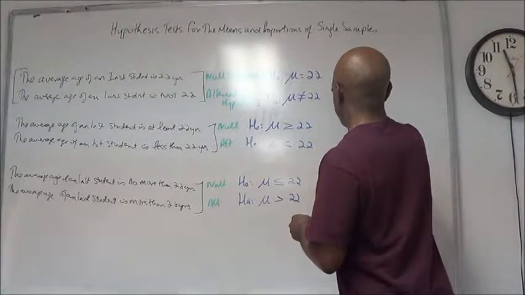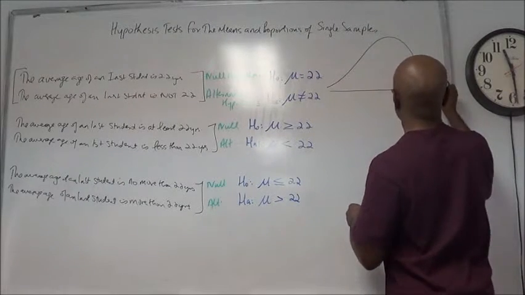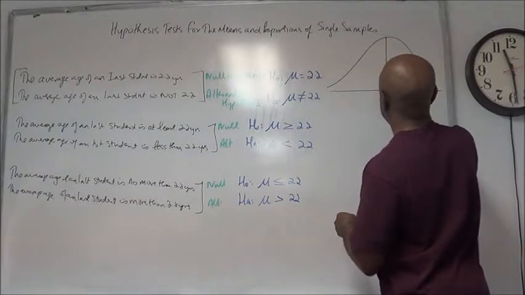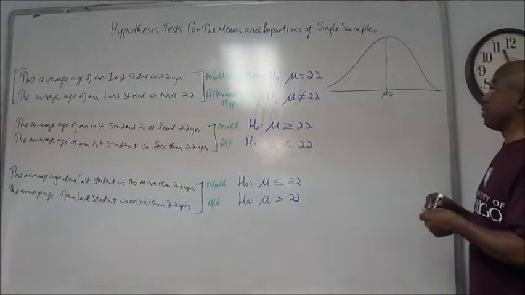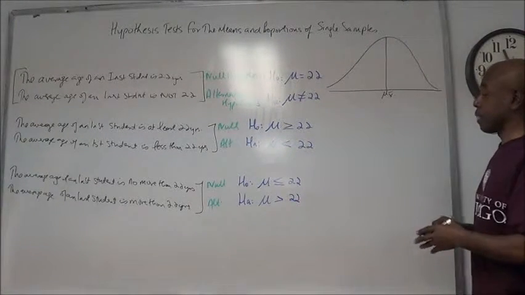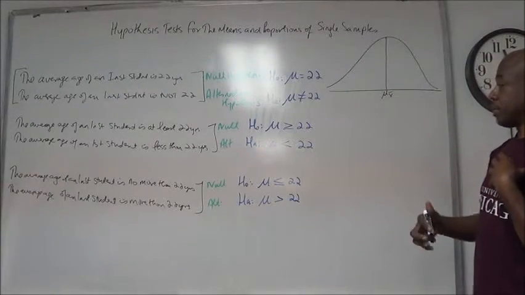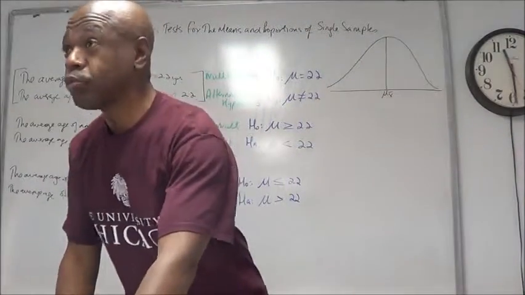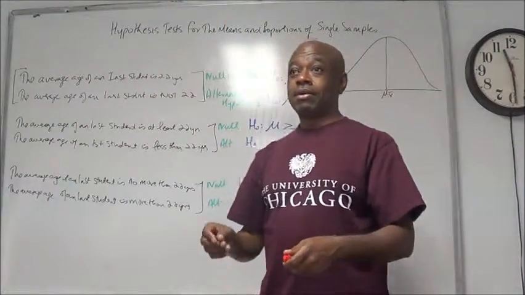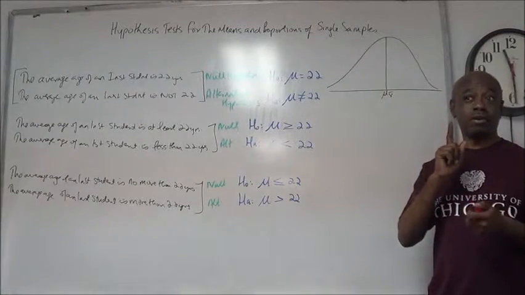So, since that's what he said, that the average age is 22, which means that he's saying that the average age falls on that number, it's 22. Our procedure is now going to say, all right, since that's what he says, let's not try to prove him right. Let's try to prove him wrong.